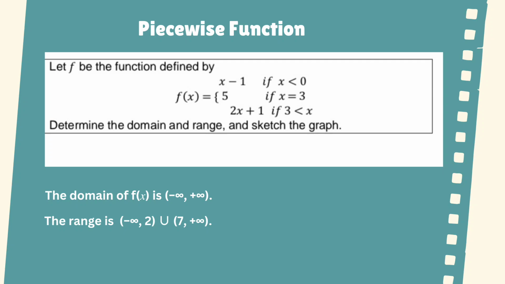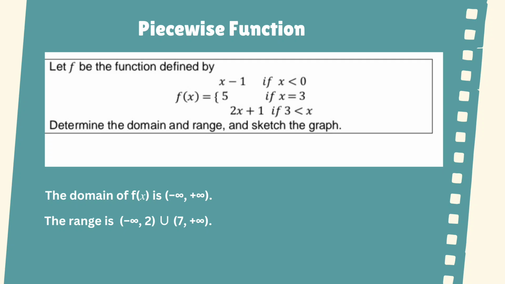Let f be the function defined by f of x is equal to x minus 1 if x is less than 3, 5 if x is equal to 3, 2x plus 1 if 3 is less than x. So we have to determine the domain and range and sketch the graph. So the domain of f of x is negative infinity to positive infinity.